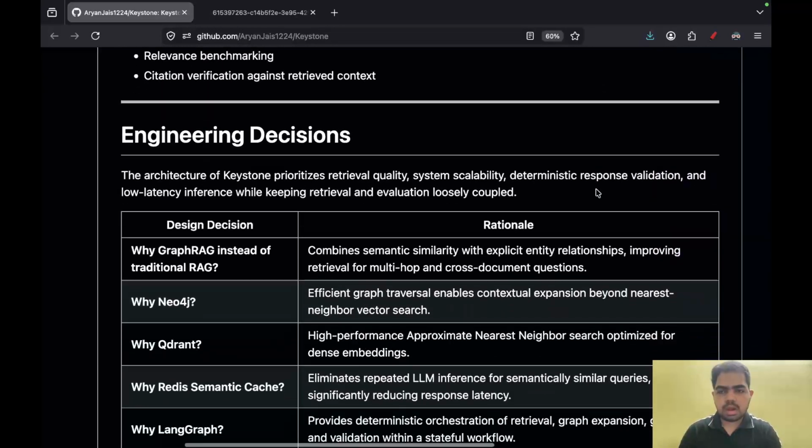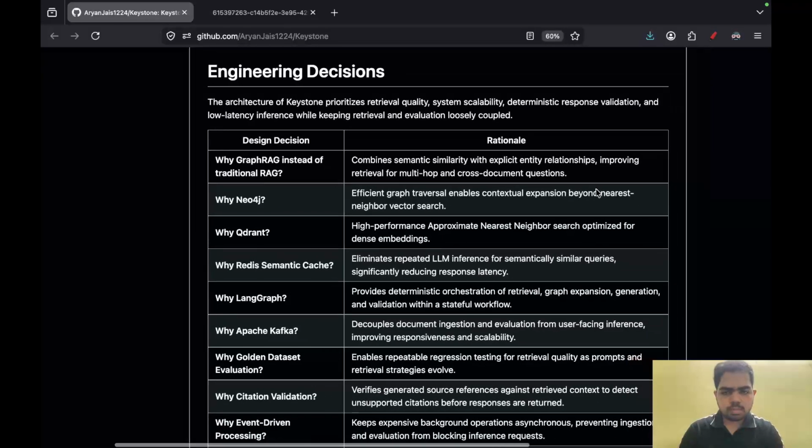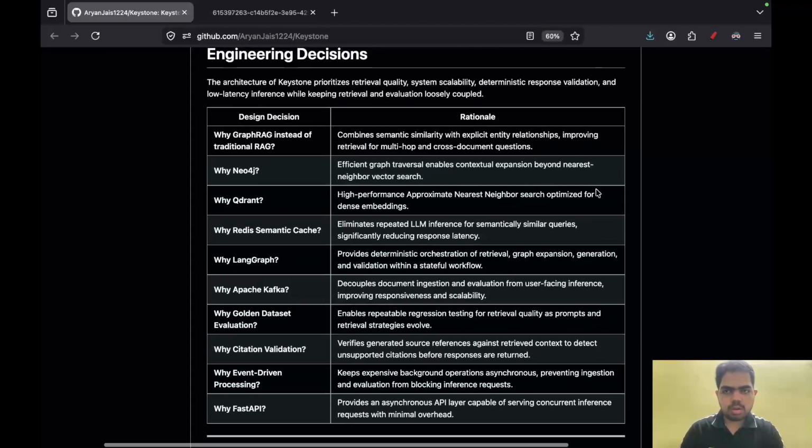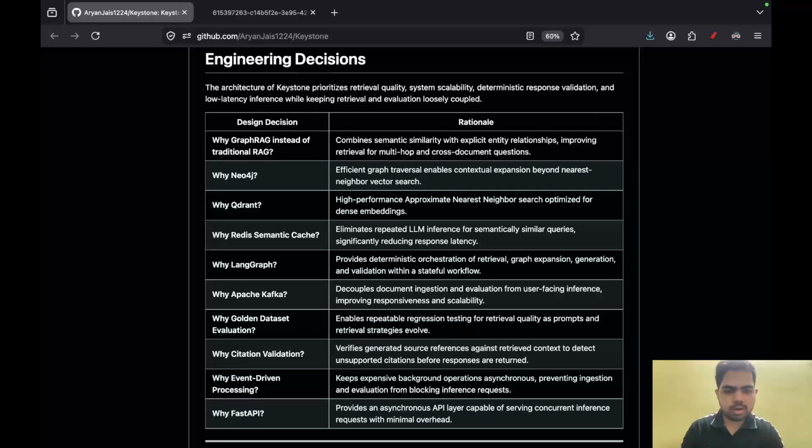Now let's talk about the engineering decisions. It took me quite a good time to develop this project. Why did I choose this particular thing over the other alternatives that are present? I have documented everything perfectly over here: what the design decision was and what the rationale behind it is. More or less, we have discussed everything in the high-level design discussion only. But if someone is interested to know more, they can visit my GitHub repository and read up more about it in the README file.